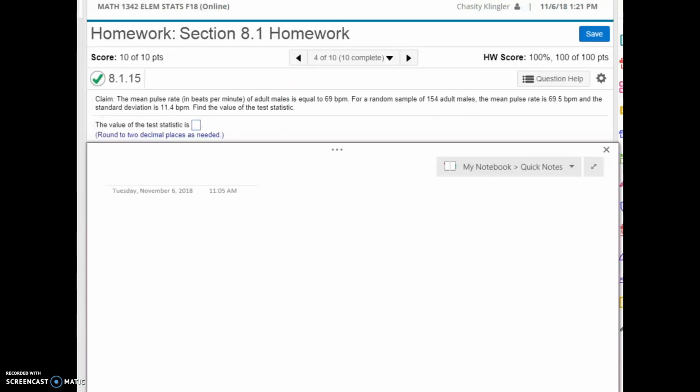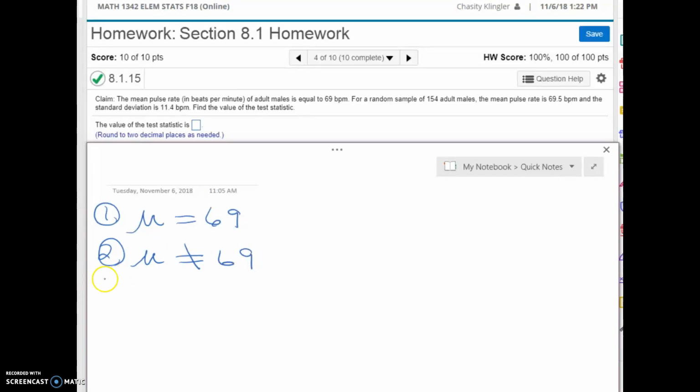My claim is the mean pulse rates of adult males is equal to 69 beats per minute. So I'm talking about mean. So my first step is to write the claim. The mean is equal to 69 beats per minute. So step 2 is write the opposite of that, which would be my mean is not equal to 69 beats per minute.